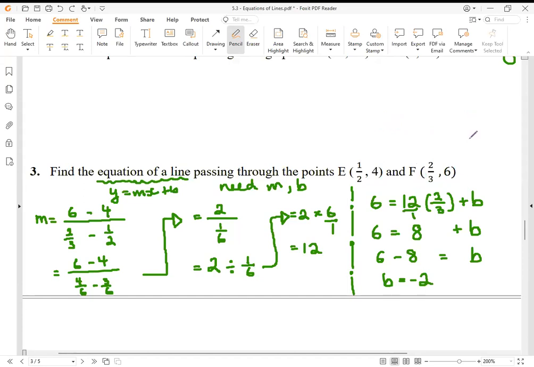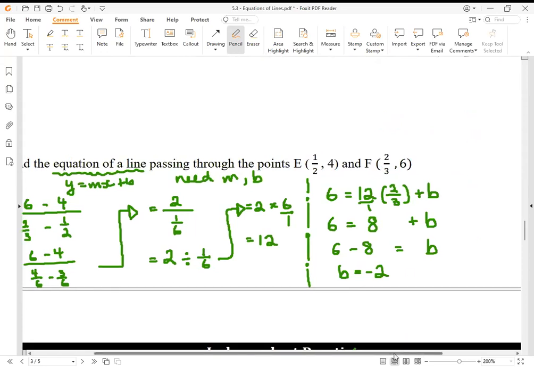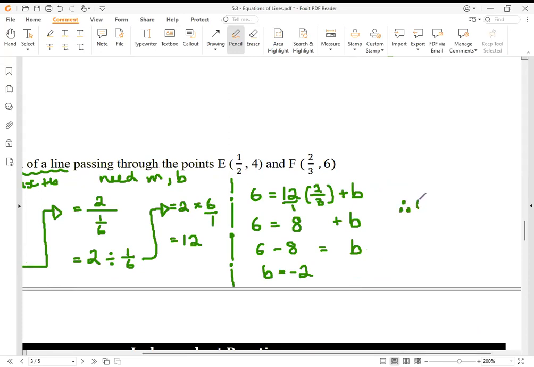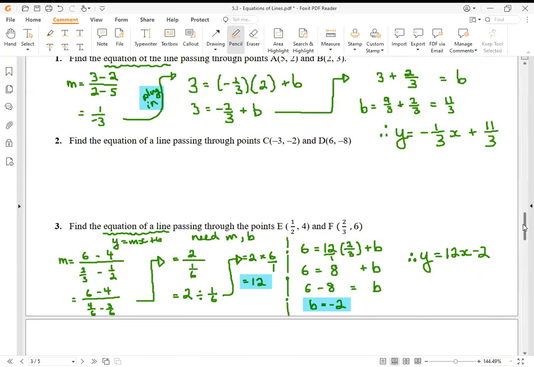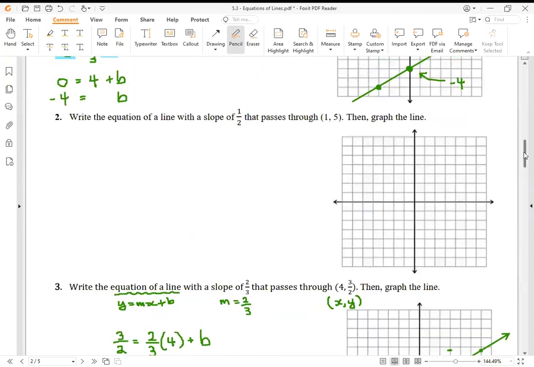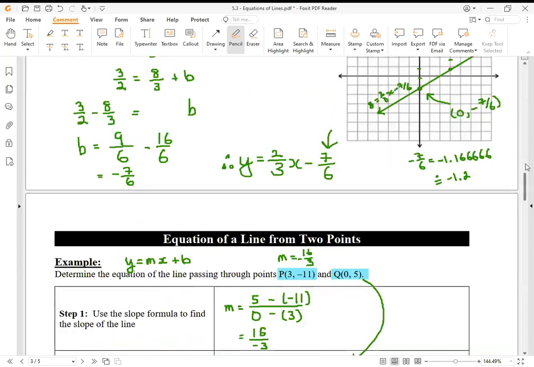So the final answer, now that we have b, is y equals 12x minus 2. Done. You found your m, you found your b. That's it. The rest of these examples, like example 2, question 2 here and question 2 here, I'm going to fill in before the class is over. I'll put it up on our website and you can check your answers there.